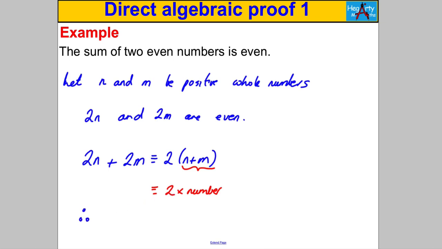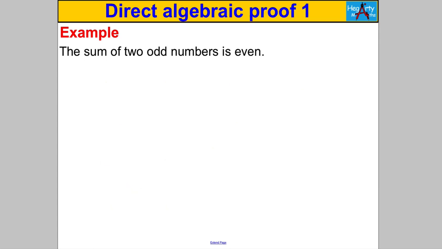Therefore the sum of 2 evens is even. Because when I add 2 evens together, I get something that looks like 2 multiplied by a positive whole number. That therefore is even, so the sum must have been even. And there you go, we have proved it. Let's try another one. This time our conjecture is that the sum of 2 odd numbers is even. So let's let, again, n and m be positive whole numbers.